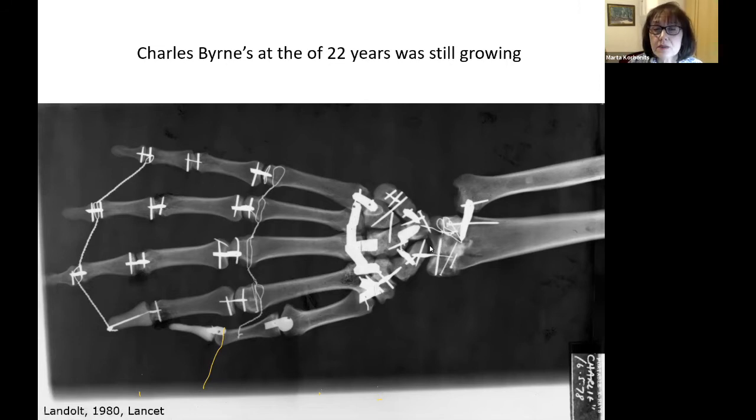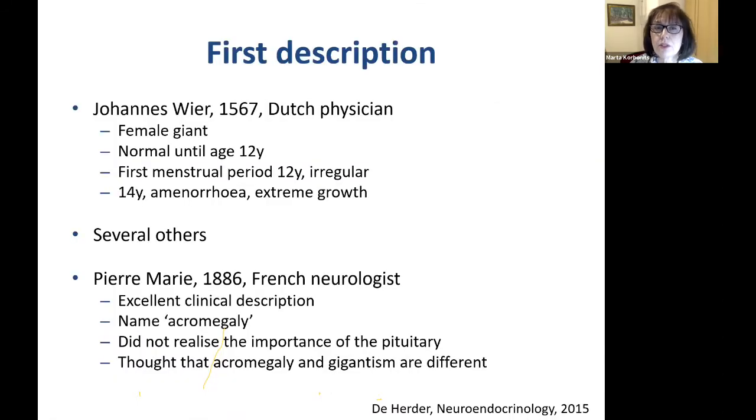So you need this as well, over a long time, high growth hormone levels to grow, to be a giant. So what's the first description of gigantism? As far as we understand, there was a Dutch physician in 1567 who described a female giant who was normal until early teenage years and then started to grow very rapidly and also stopped gonadal function.